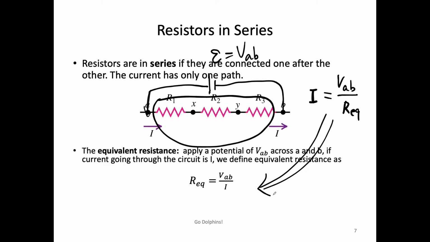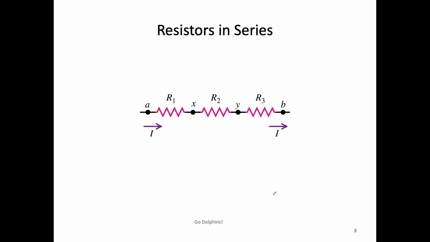So keeping in mind that we want to find out VAB over I, how do we find that? We need some more information.